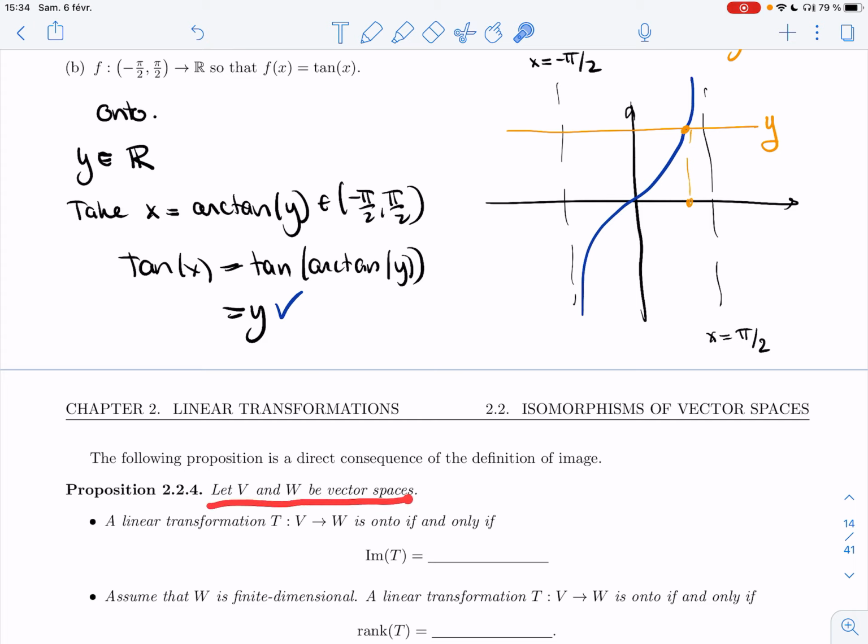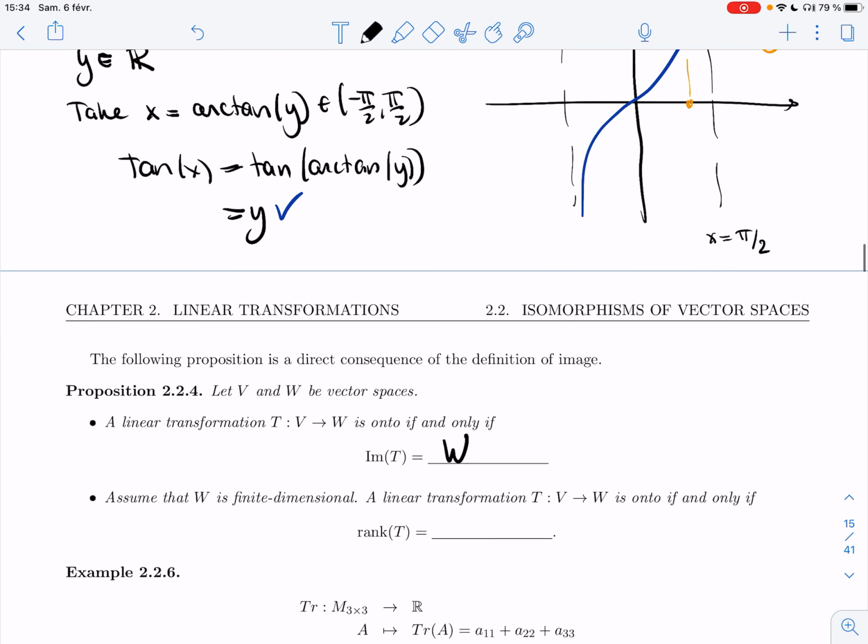If I have two vector spaces, a linear transformation is onto if and only if the image, well, if it hits everything, so the image is W. All right, assume that W is finite dimensional. A linear transformation is onto if and only if it hits everything, so the rank of T is the dimension of W.